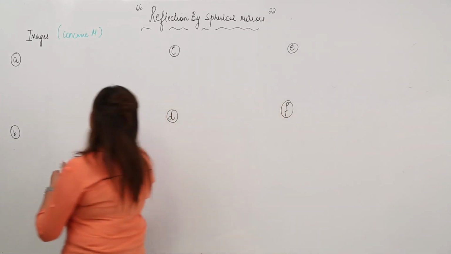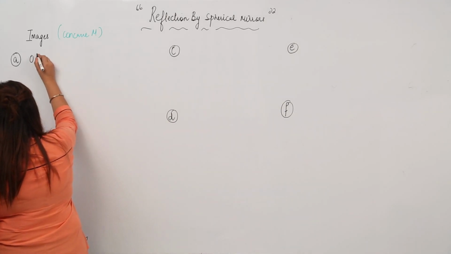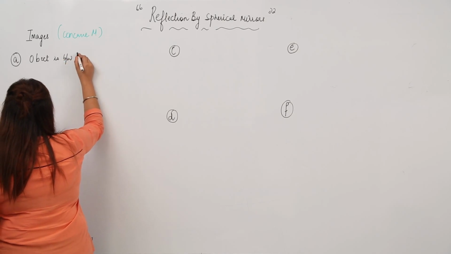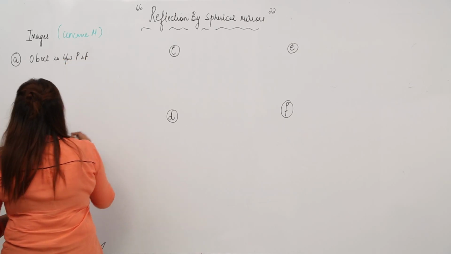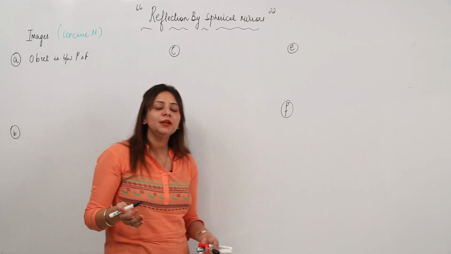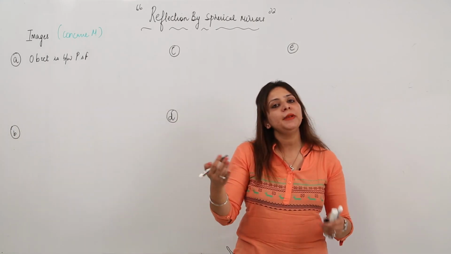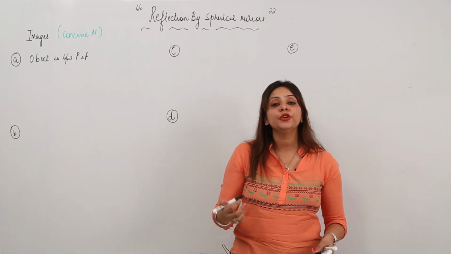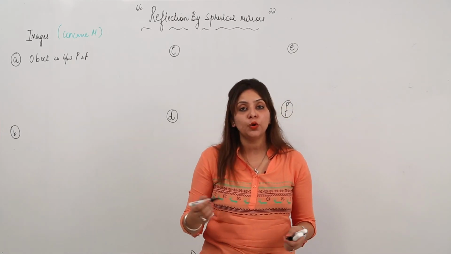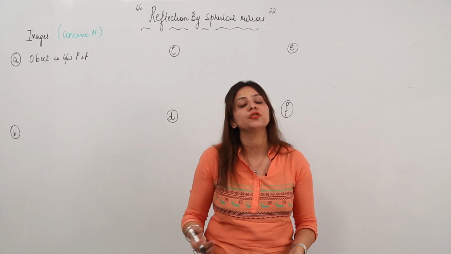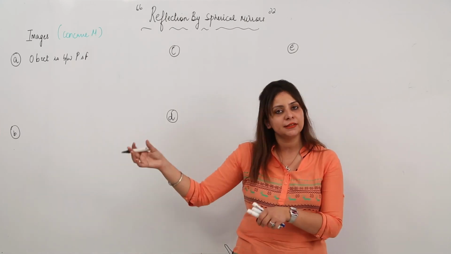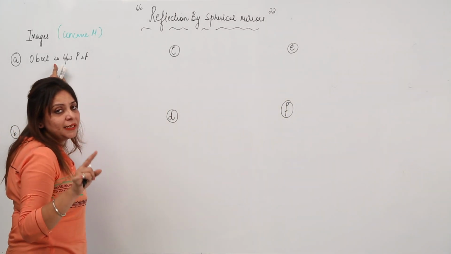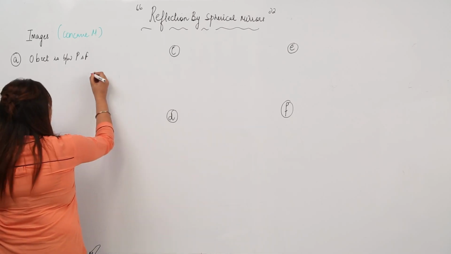So in the first case, I am considering that the object is between pole and focus, because the object can be anywhere. So we'll consider different places for the object and draw the ray diagrams accordingly. We'll also look at the characteristics: what is the nature and what is the position of the image formed when the object is at such and such position. So in the first case, the object is between pole and focus. So this we have.